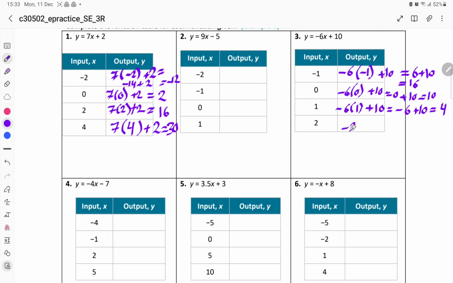Try negative 2 as the x. So negative 6 times negative 2 plus 10. 6 times 2 is 12, but with the negative sign, plus 10. Negative 12 plus 10. Which is the greater number, 12 or 10? 12. Take its sign. Negative and positive, different signs, subtract. 12 minus 10 is 2. So the answer here is negative 2.